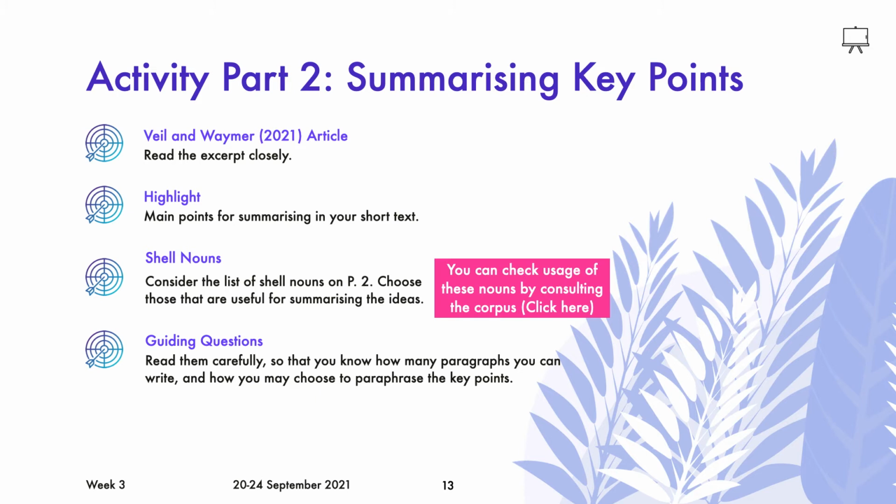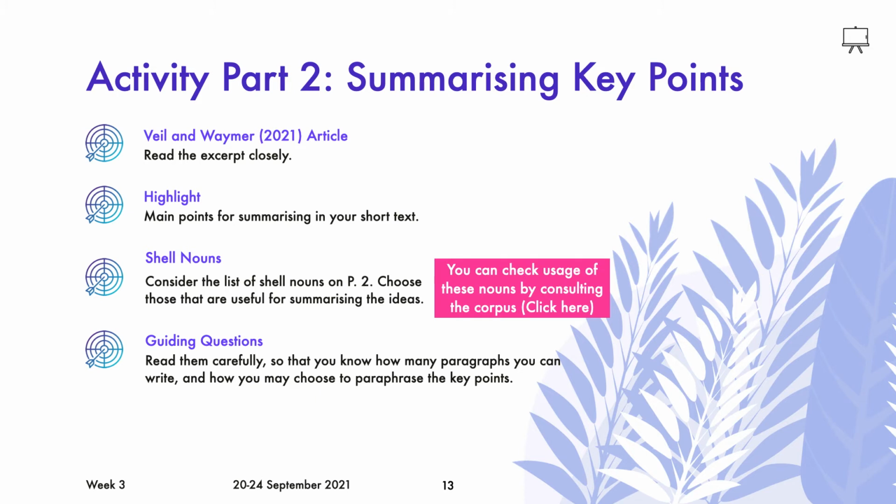And if you're unsure how to use them, you can check the usage of those nouns by consulting the corpus. So I think while we are doing the activity together in the class, I will also show you how you can use the corpus to look for the information that you want for writing your text with the shell nouns. And at the end of the activity sheet, you have some guiding questions.